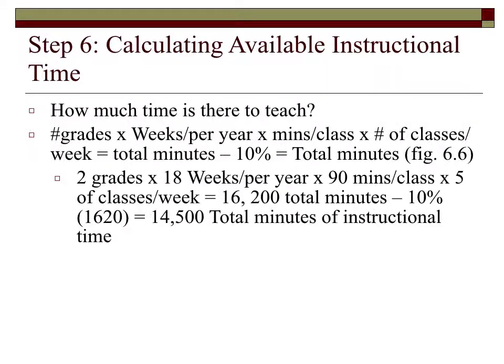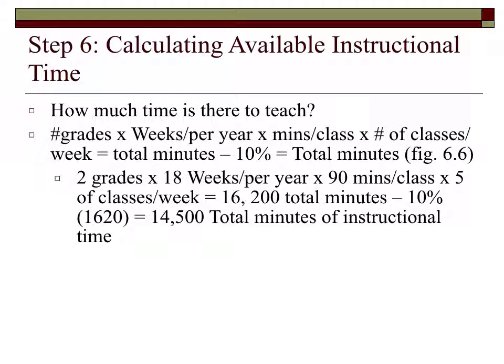So let me give you an example. This is from the figure 6.6 also. So we have 2 grades. We're talking about a high school here. They meet 18 weeks per year. Doesn't seem like enough weeks in my opinion. So 18 weeks per year. Each class is 90 minutes, and they have 5 classes per week.